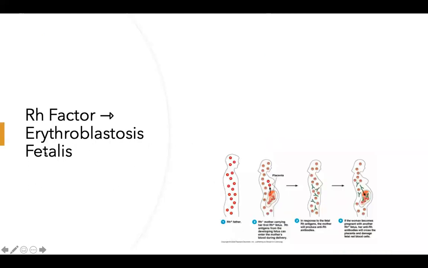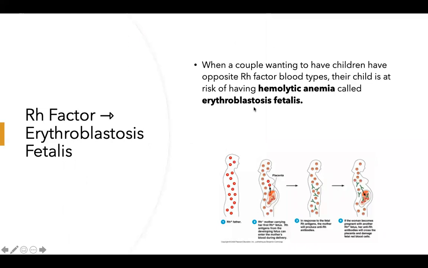This is called erythroblastosis fetalis, sorry. So when you have a couple who want to have a child, but they have Rh factors that are opposite, their child is at risk for having hemolytic anemia called erythroblastosis fetalis. And hemolytic, excuse me, hemolytic means destruction of red blood cells. So kind of like anemia where your body's not producing enough, this type of anemia means that something is attacking your red blood cells, and that's obviously not good.